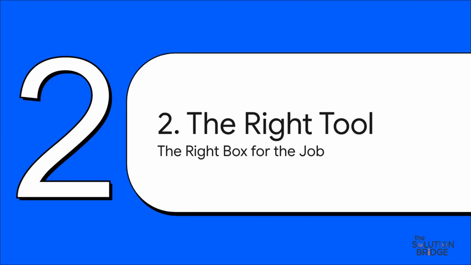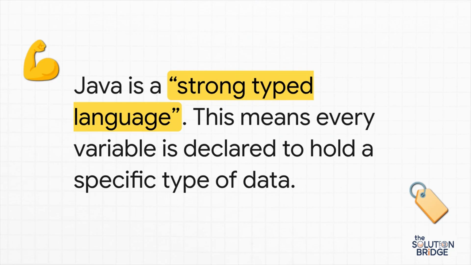So, okay, we've got these boxes. But that immediately brings up the next logical question, right? Can we just put anything we want in any box, or do we need different kinds of boxes for different kinds of stuff? And in Java, the answer is a big, resounding yes. You need different boxes. It's what we call a strongly typed language. All that means is that every single box, every variable, is designed for one and only one specific type of data. Once you say a box is for numbers, you can't just try and sneak a word into it later.